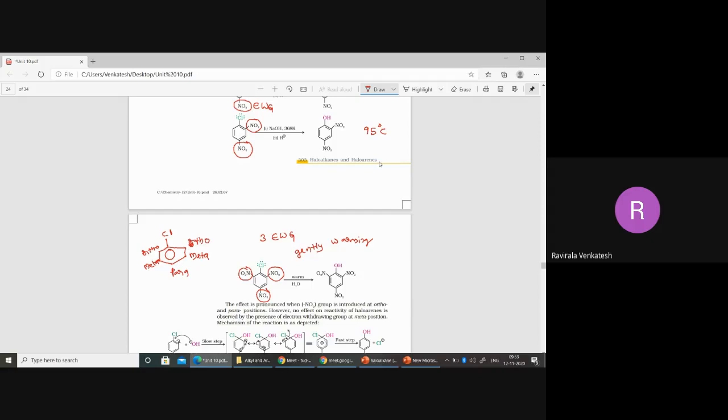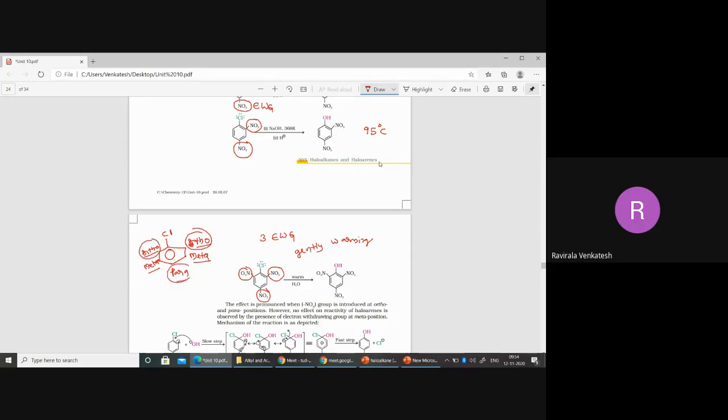That means for mono substituted benzenes, mono means only one substituent is on the benzene. In that case, there will be two ortho positions, two meta positions, and one para position. Next to the substituent is called the ortho position. Next to the ortho is called meta. Next to the meta is called para. Now, understood, no? The electron withdrawing groups we need to place at ortho and para.